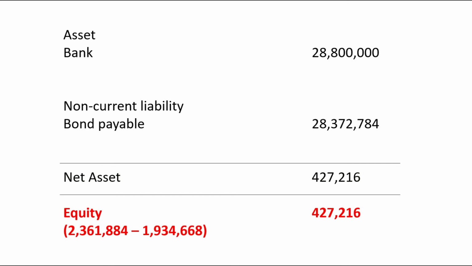loss account. Since equity includes the accumulated profit of the company, therefore the finance charge will be deducted in this part. So basically this is the accounting treatment for convertible bond.